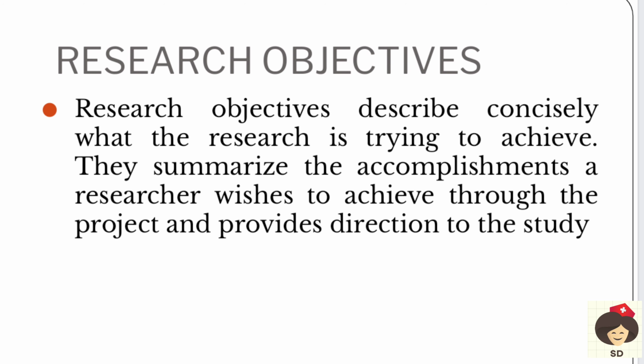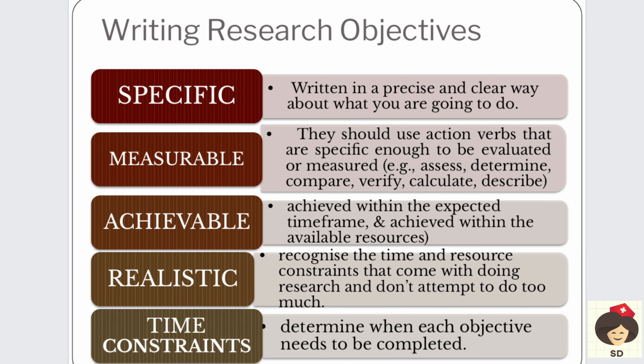Research objectives describe concisely what the research is trying to achieve. They summarize the accomplishment a researcher wishes to achieve through the project and provide direction to the study. That means what the goal or purpose of the research is, and why the researcher is doing the study. So this should be written in a concise form before doing the study. What aim or objectives the researcher wants to achieve has to be written in the study so that the researcher gets a direction on how to do the study. This is called the research objective.